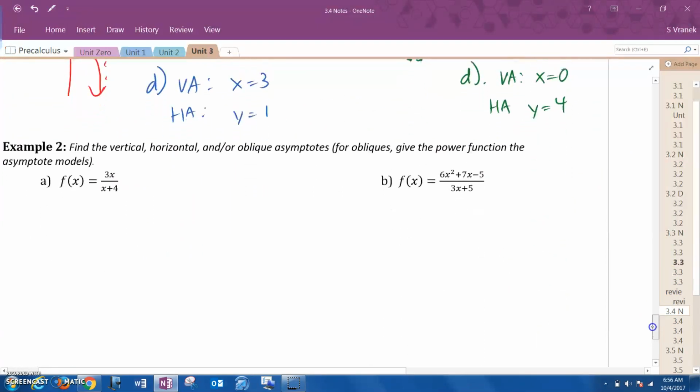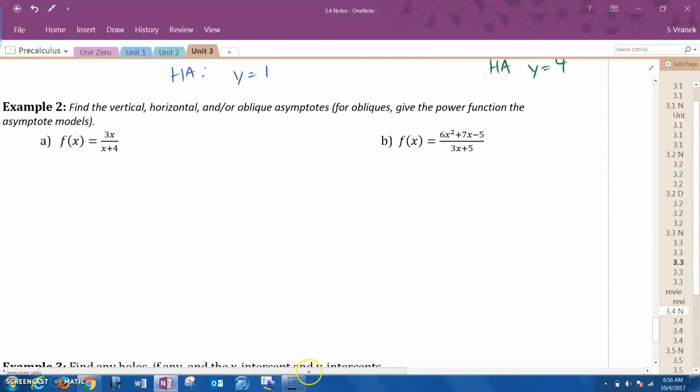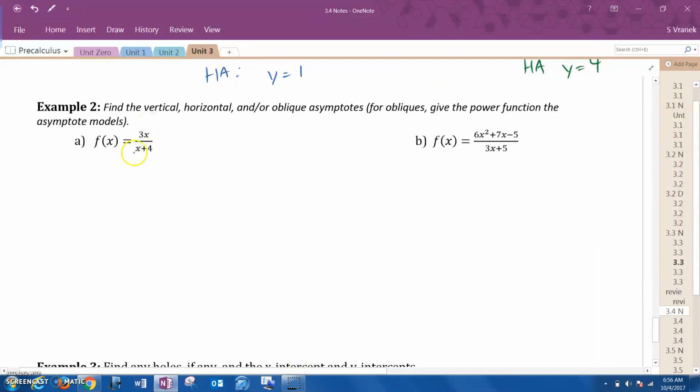Down here we just have to list vertical, horizontal, or obliques. So first thing I like to do is just get the verticals out of the way. The verticals happen when the bottom is equal to 0. So x equals -4 is the vertical asymptote, as long as it doesn't cancel. The horizontal, we look at the degree. If I look again, this is an x to the first, x to the first. So we look at the ratio of the coefficients, and we get y equals 3 over 1, or y equals 3, which is the horizontal asymptote.